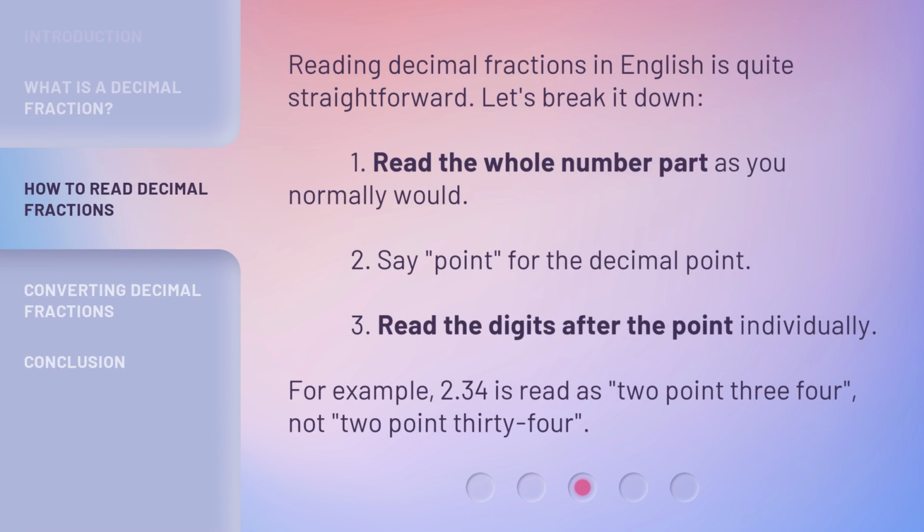Reading decimal fractions in English is quite straightforward. Let's break it down. 1. Read the whole number part as you normally would. 2. Say "point" for the decimal point. 3. Read the digits after the point individually. For example, 2.34 is read as "two point three four," not "two point thirty-four."